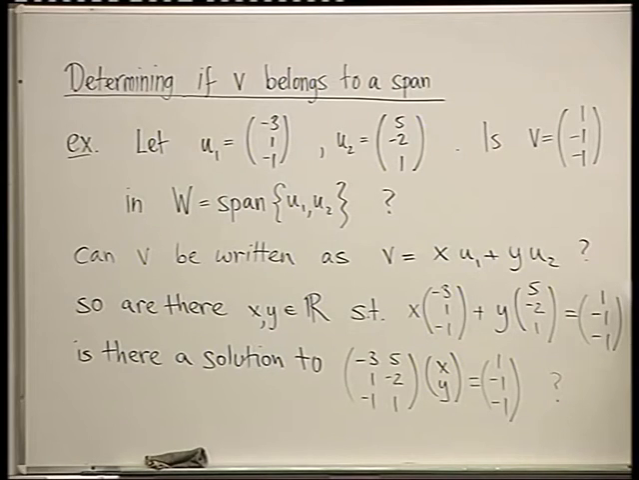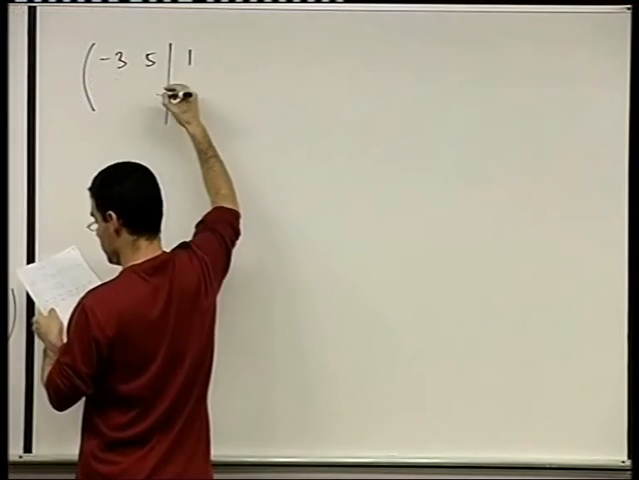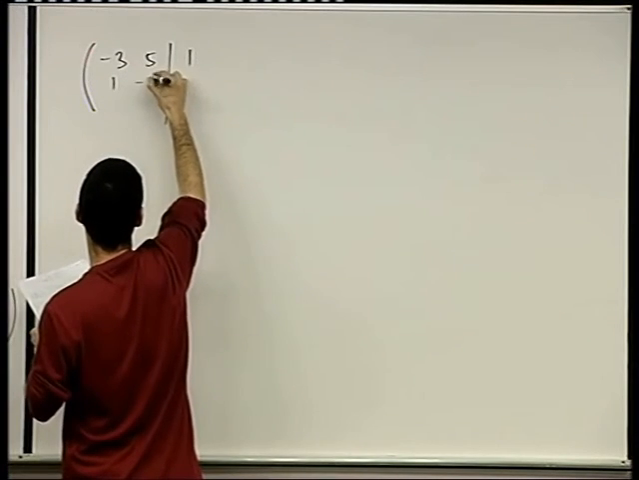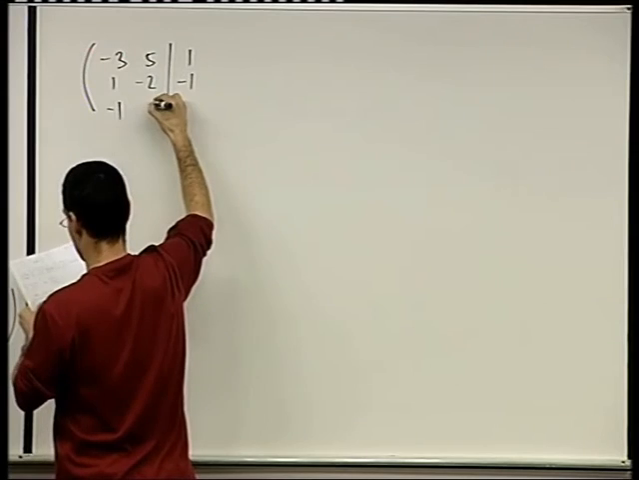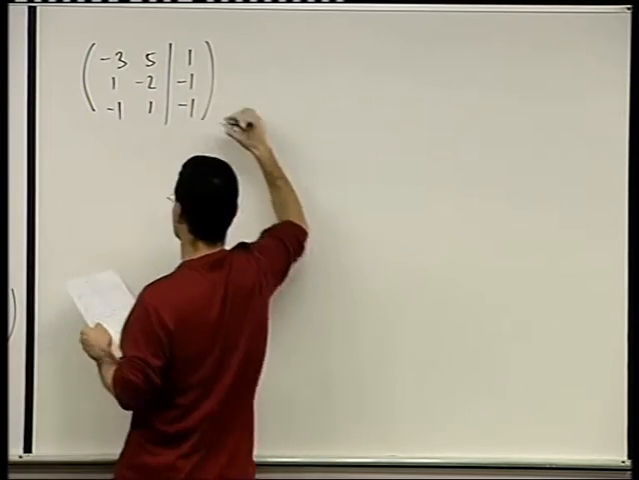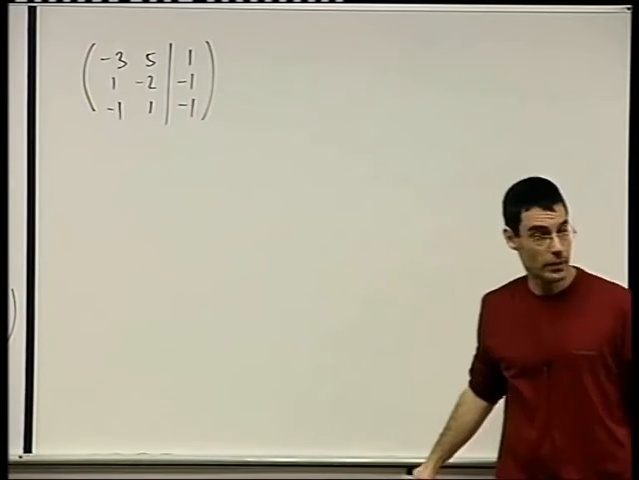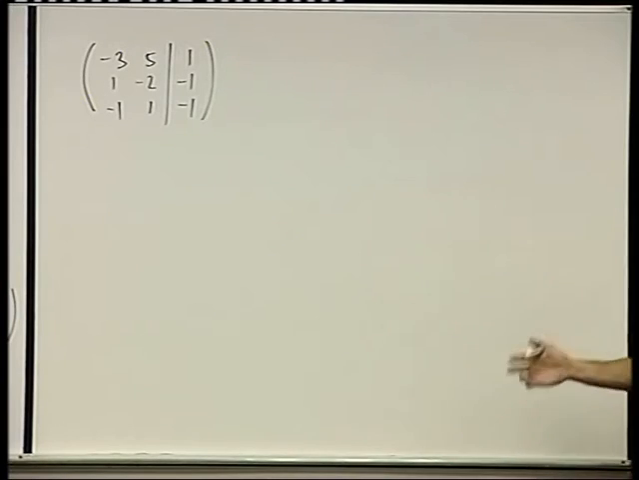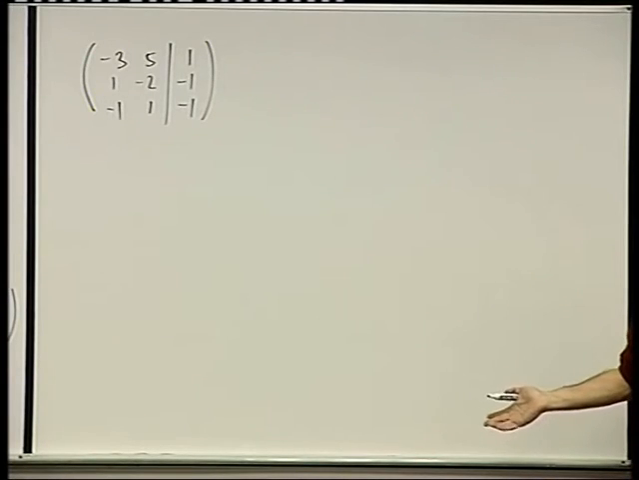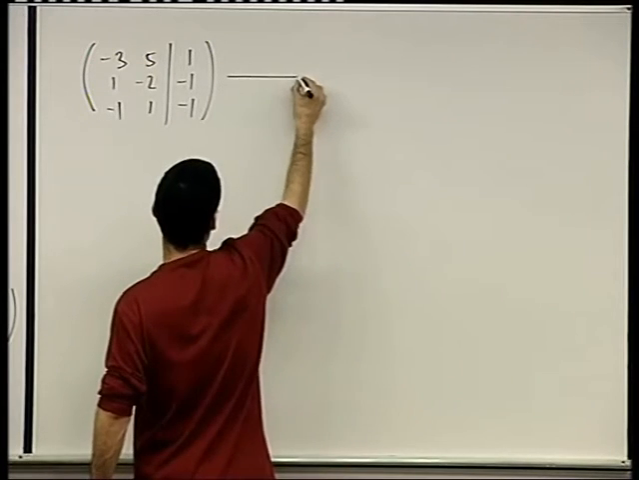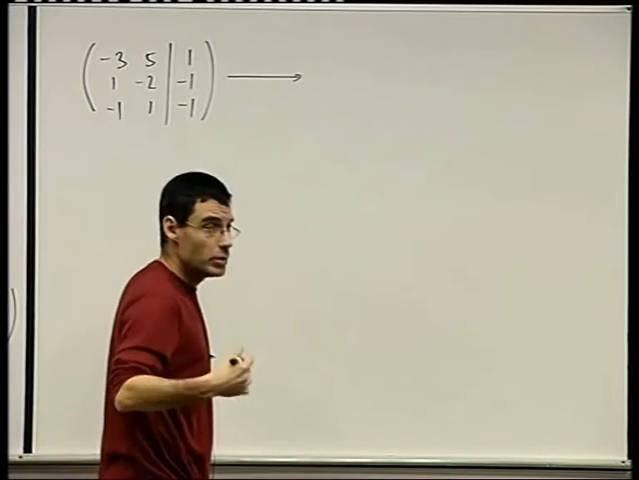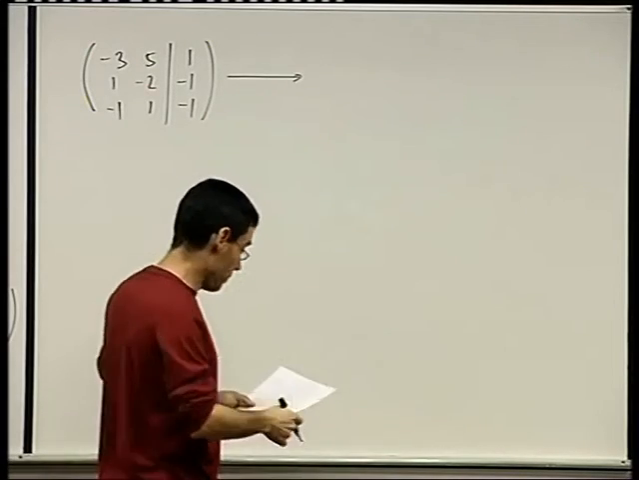Negative 3, 5, 1, 1, negative 2, negative 1, and negative 1, 1, negative 1. Do you agree that this is the system? Okay. And now I want to get it to its reduced form, right? And I need to start doing row operations. I hope that by now these are things that you feel comfortable with, that you've practiced a bit.